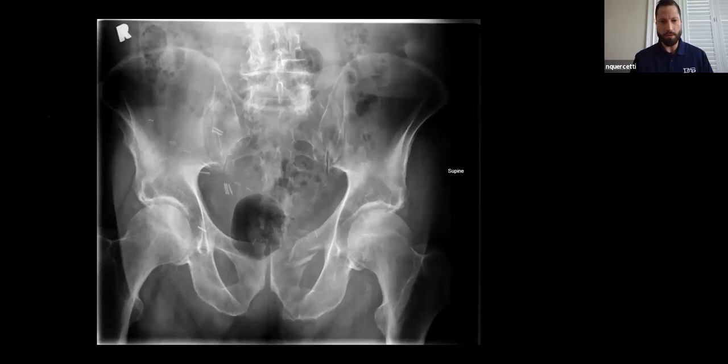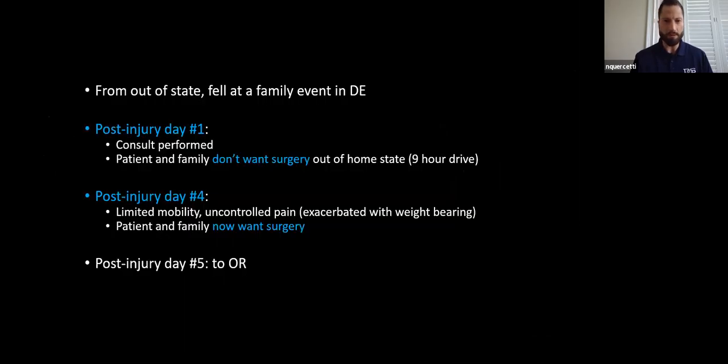So talk to the patient and the family. They really wanted to have surgery after they had failed non-operative management. So the patient was from out of state. At initial presentation, didn't want to have anything done, said, sure, great, we'll do physical therapy. After about 4 days, you realize he couldn't get up and stand on it. Now, after day 4, they want surgery.